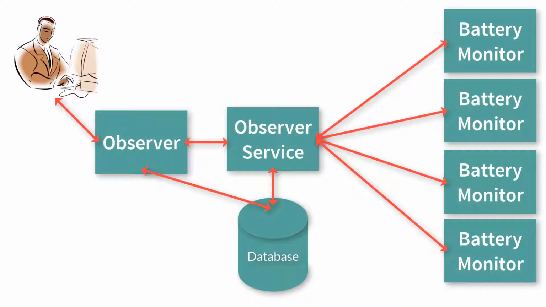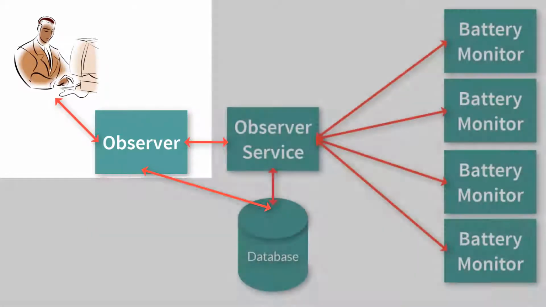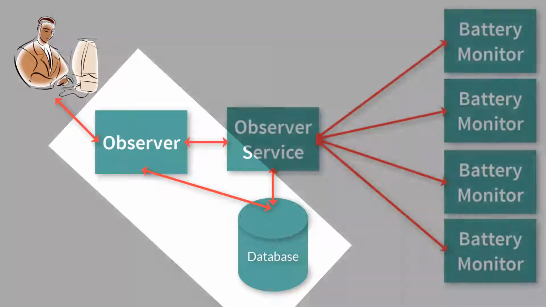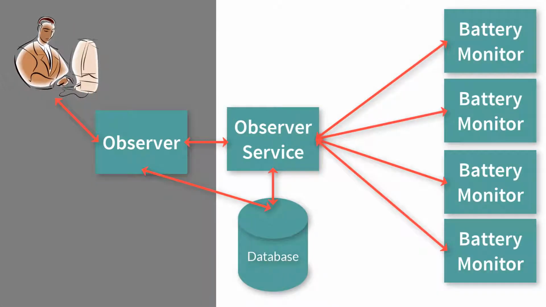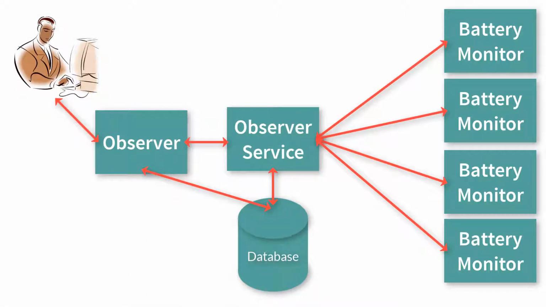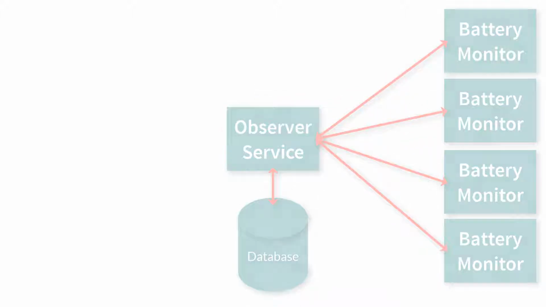Here is Observer's data flow. The user interacts with the Observer graphical user interface, which then interacts with the database. Observer also talks to the Observer service, which in turn communicates with multiple battery monitors simultaneously, retrieving data from them and storing it back into the database. The Observer service does not require the user to be present and have the graphical user interface application on. It will continue to poll automatically and store the data without intervention.